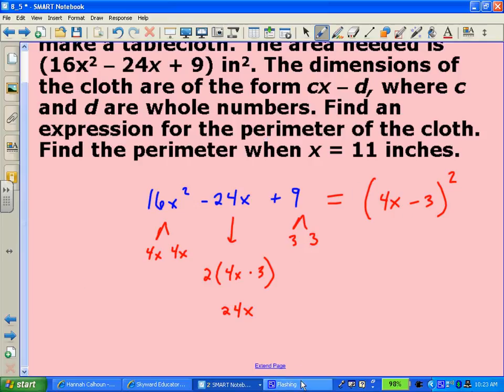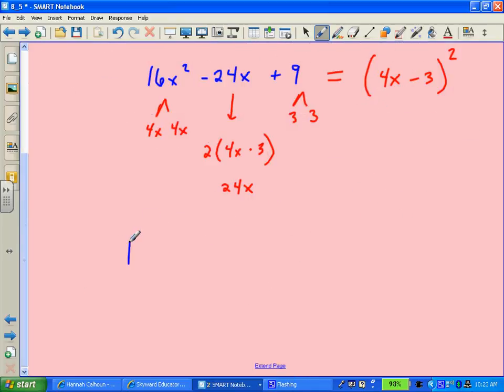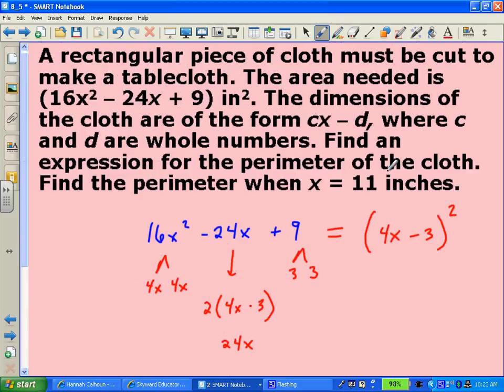Alright? So, the perimeter of the tablecloth is going to be 4 times 4x minus 3, because each side is 4x minus 3 and I have 4 sides. So if I distribute that 4, the expression for the perimeter would be 16x minus 12. Okay, so that answers the first thing here.